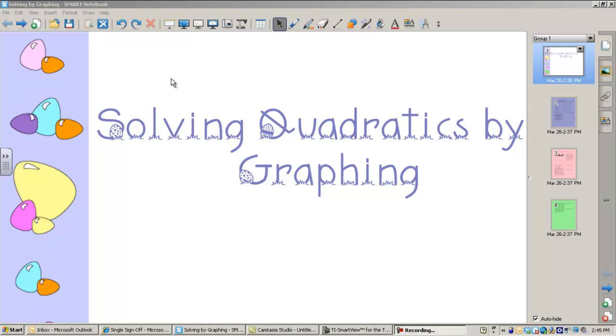Okay, so we're going to solve quadratics by graphing today. This is the third method we've learned for solving a quadratic. We've done factoring, we've done square roots, and now we're going to do graphing, which is by far the easiest way to solve a quadratic. That's why we do it at the end.